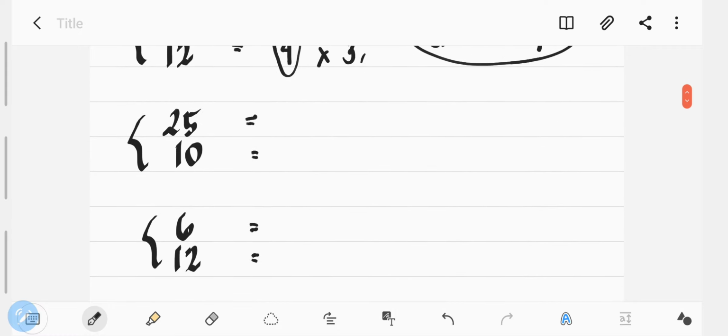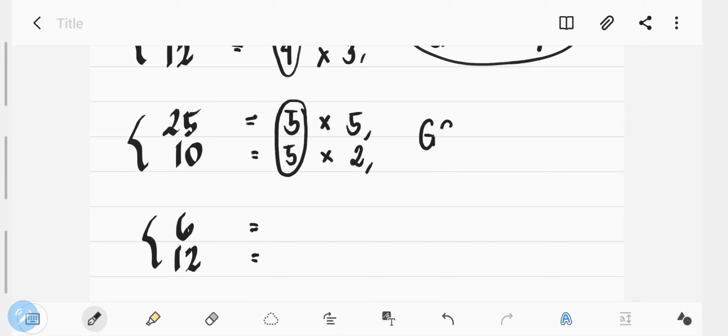Next, 25 and 10. So, yung 25 and 10, we have 25, siya ay 5 times 5. And then, ang 10, that is 5 times 2. So, ang common factor natin is 5. And, like I said, titingnan natin yung mga katabi niya kung pwede pa bang i-divide. Yung 5 ba, kaya pang i-divide ng 2? So, hindi na. So, ibig sabihin, ang GCF na natin is 5.